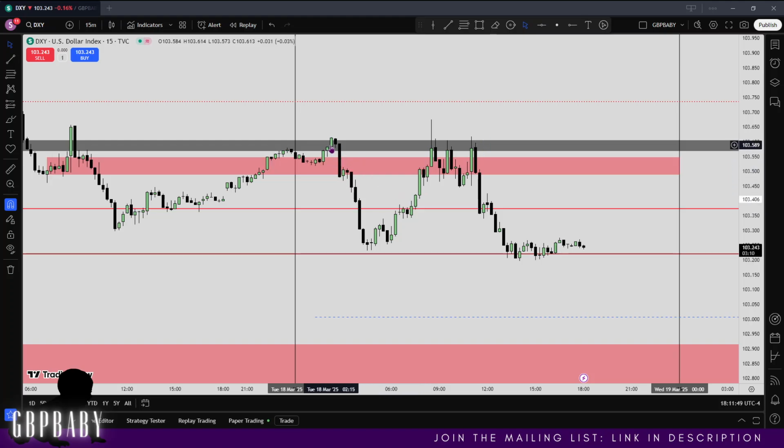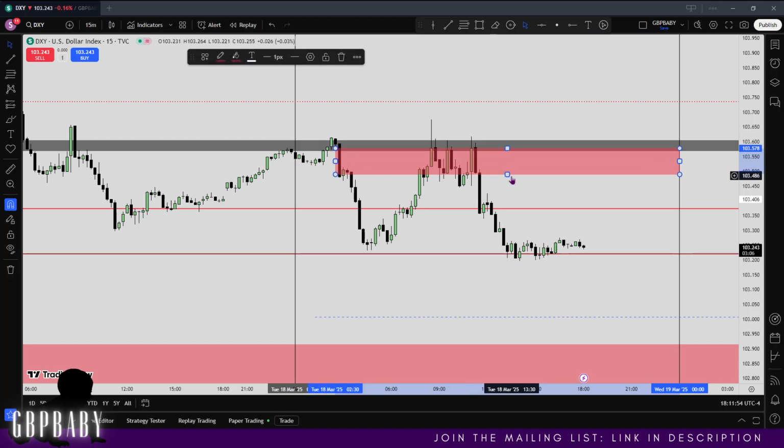So you can see we filled this fair value gap in, and I'll draw this out right now. So we have a gap between here and here, and you can see our price has traded in that on the upside, downside multiple times, once, twice.